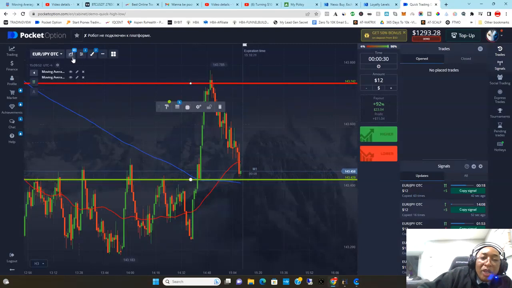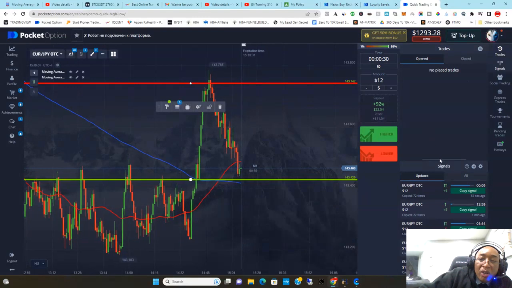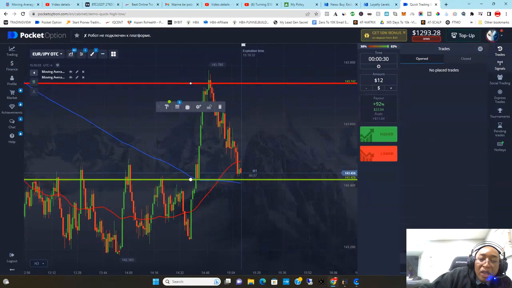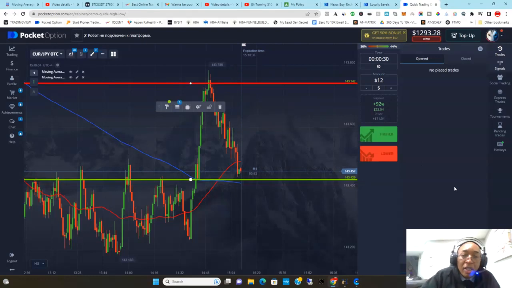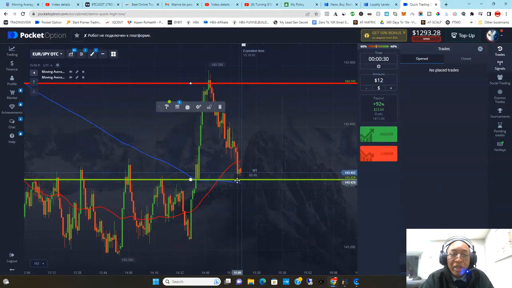The candles are 1 minute. Okay, these bars here are 1 minute time frame, and the trade time could be 30 seconds to 1 minute. Okay, so you can adjust it according to your win rate. So we can wait for this to come down. If it touches this line, we can just be ready to take a call option.